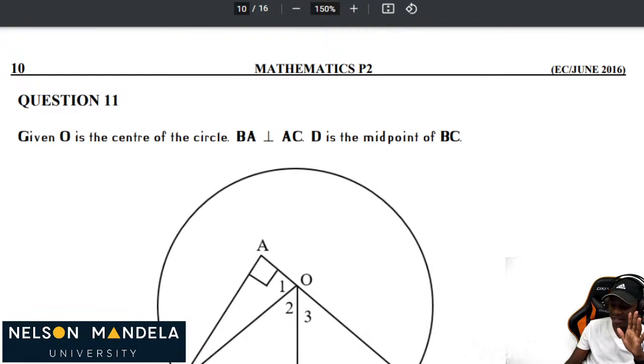Let's do question 11 because it has something important, which is the similarity theorem. Question 11. This is the last question of the day. Let's do question 11.